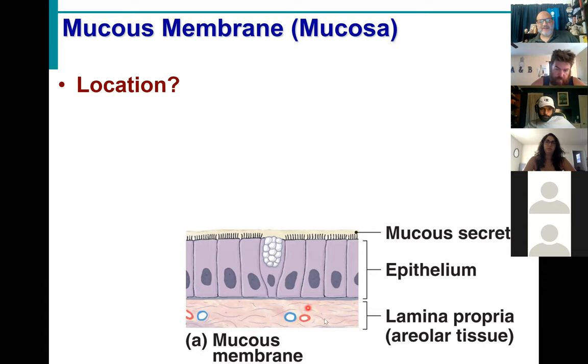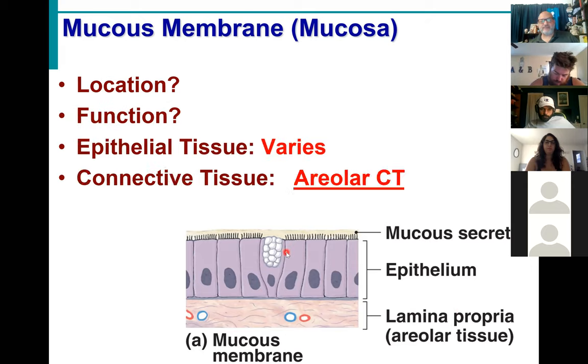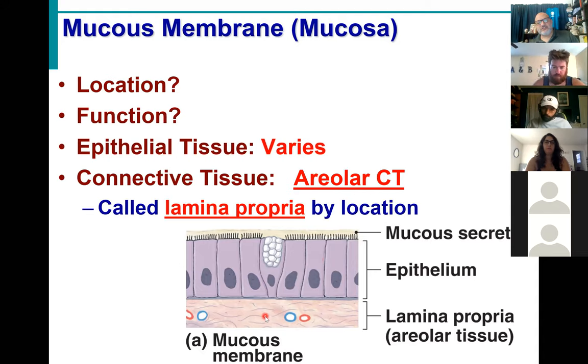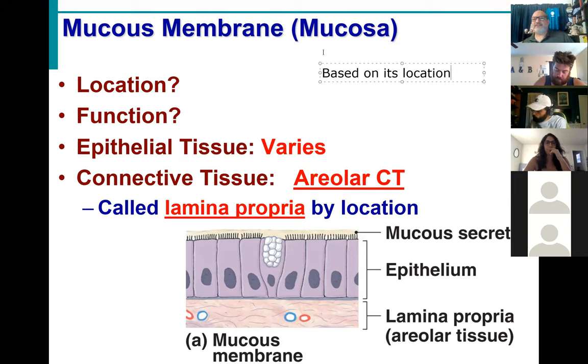Notice underneath it, we have our areolar connective tissue. It's not going to have the cobwebby appearance, but we know that the connective tissue underneath the epithelial tissue of a mucous membrane is always going to be areolar connective tissue. And because of that, we always call it a lamina propria based on location. So it doesn't matter what epithelial tissue is on top. It's always an areolar connective tissue. And on the exam, we call it a lamina propria. And again, I want to beat the dead horse. That is how I will ask the question.